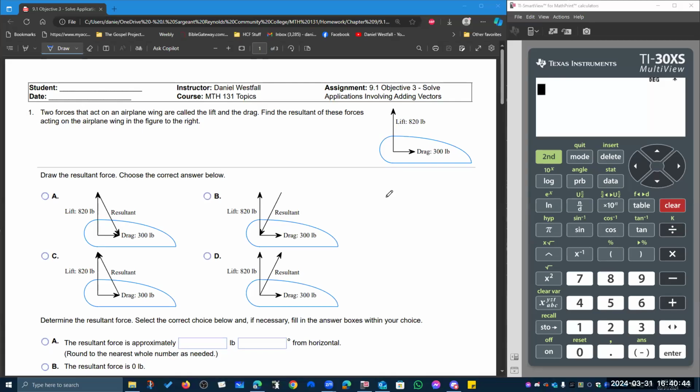In this video, we're going to talk about 9.1 Objective 3, where we solve applications involving adding vectors. Let's go ahead and get started.